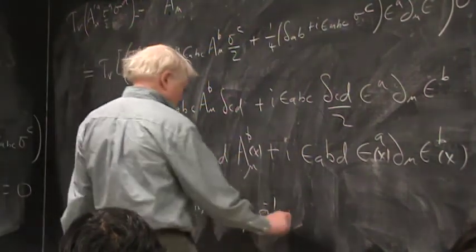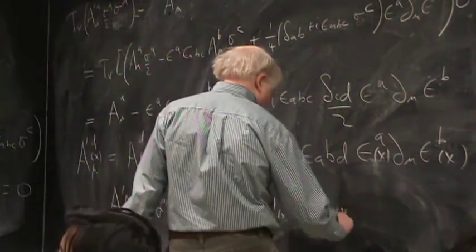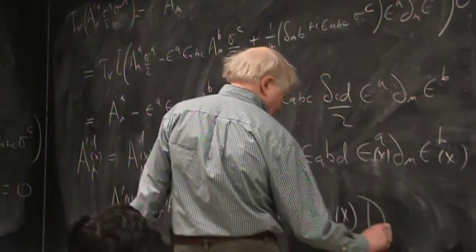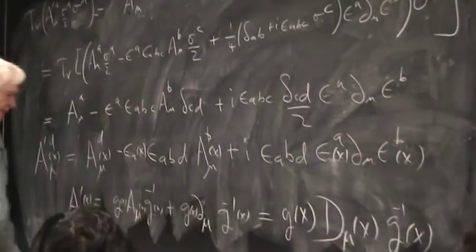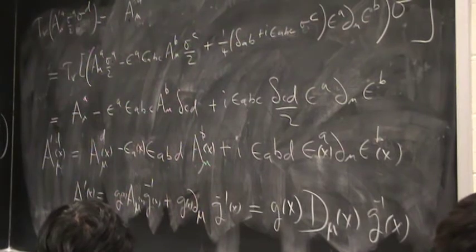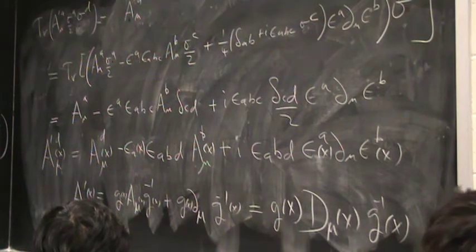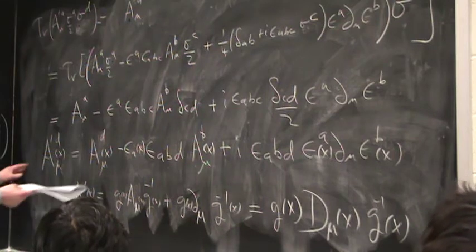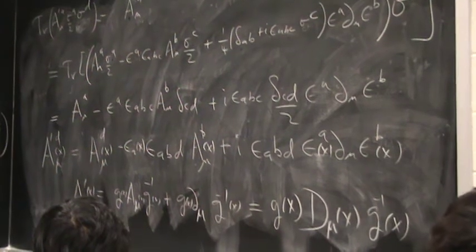And in fact, we can even write this in a somewhat different, even more compact way. It's just G of x, D mu of x, G inverse of x. Matrix notation, things are simple. You put in the indices and it expands a lot and becomes complicated. Any questions?